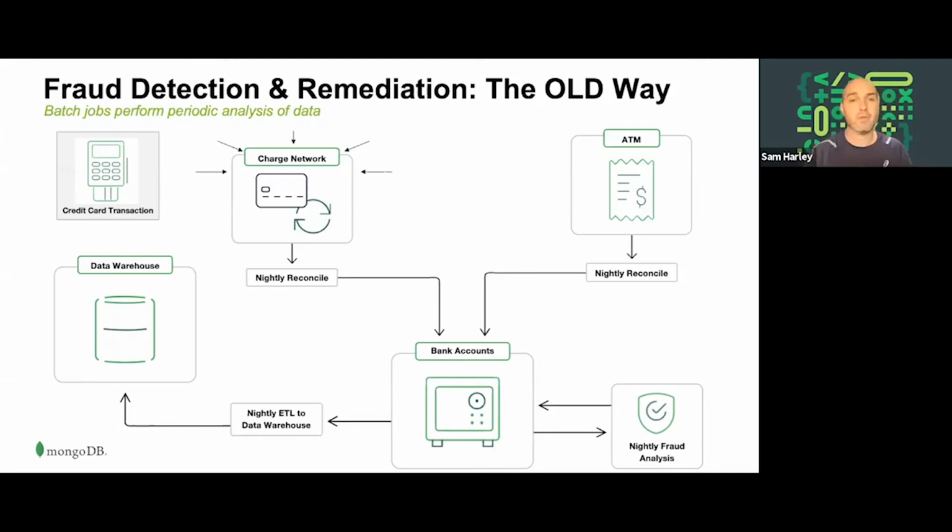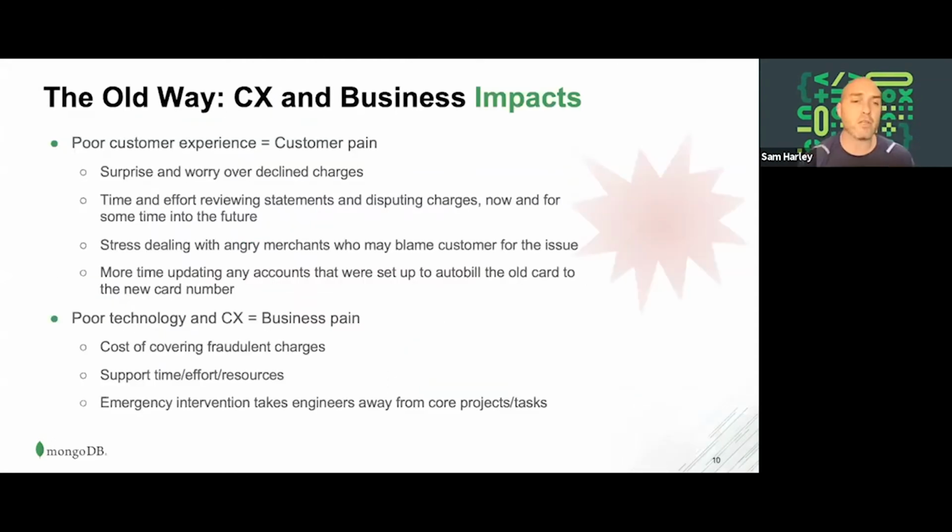So not only do you have a whole lot of customer pain, but you've also got a lot of business pain. You've now got to think about the cost to remediate and cover those fraudulent charges. You've got to think about things like support time, effort, as well as resources involved. And that emergency intervention process takes engineers away from differentiating work, core projects and tasks.